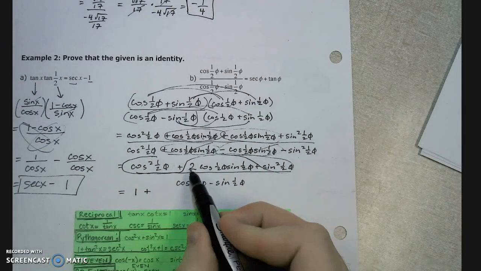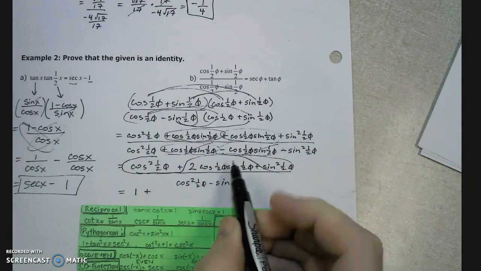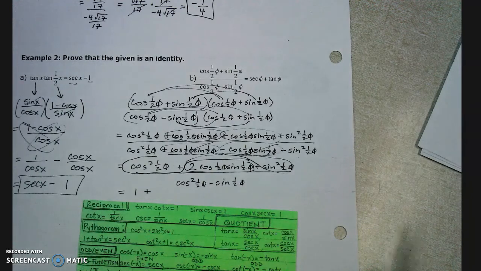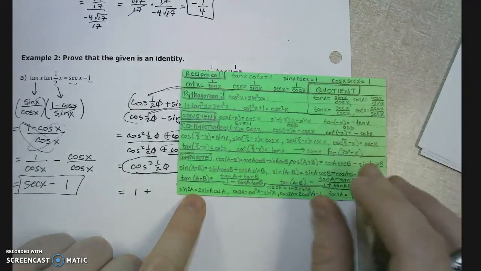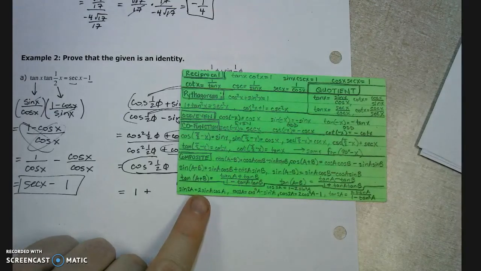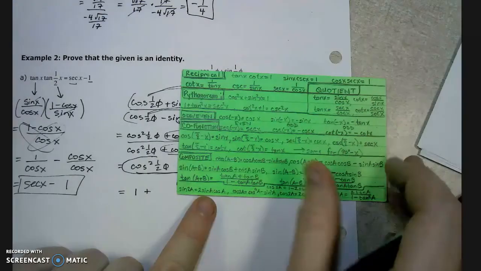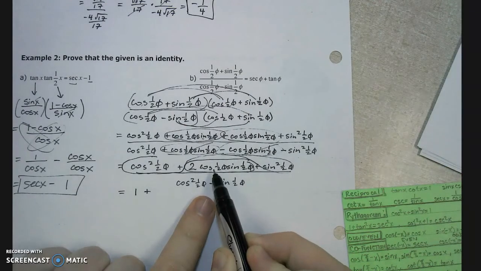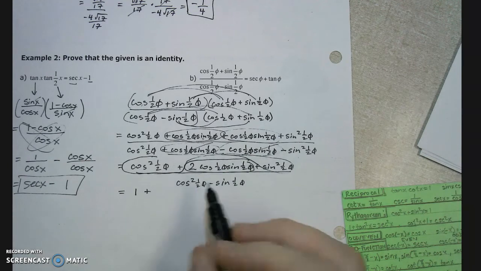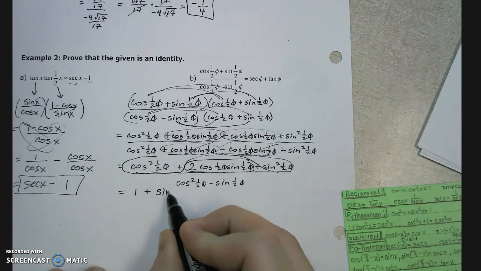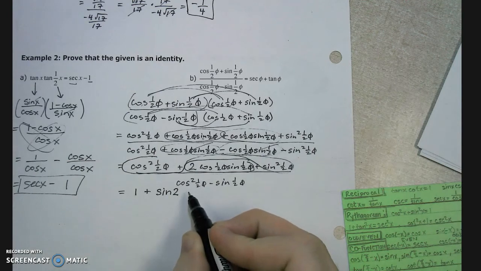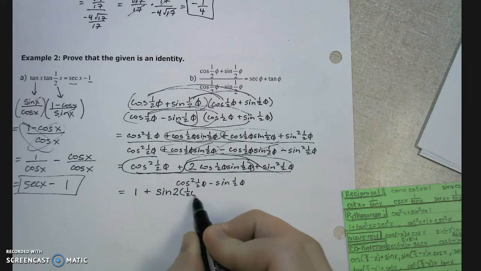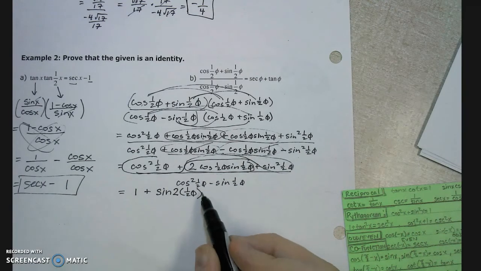Plus. Then I've got a 2 times sine times cosine. This middle thing is a property. That is a double angle property, which we have right here on the note card. Sine of double A is 2 times sine times cosine. It doesn't matter what the A is. So here I've got 2 times sine times cosine. So that whole thing right there becomes sine of double A. But what is the A? The A here is a 1/2 phi.